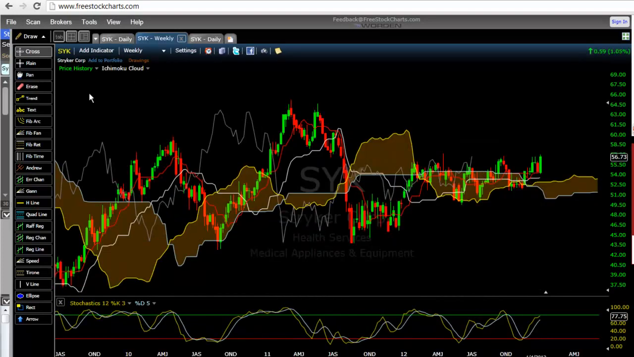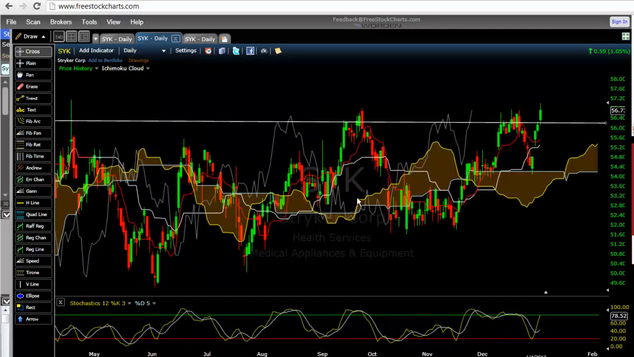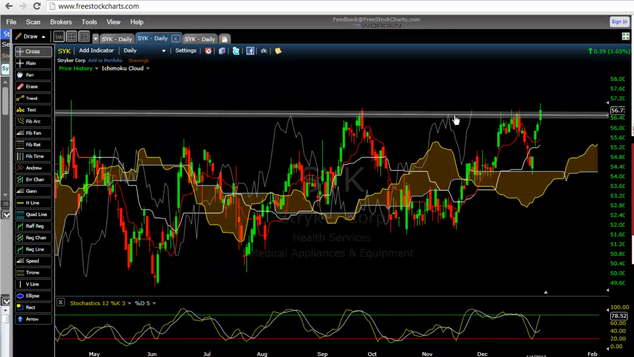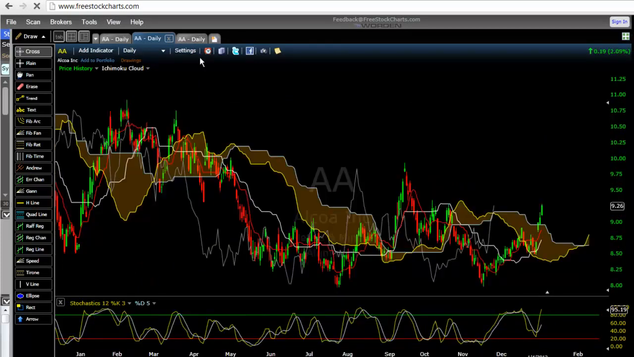Stryker Corp, which has been moving pretty much sideways for the entire year, looking like it wants to take out a level. But look at the daily. You can see this level here that we're starting to take out. Stochastics looks like it wants to move higher if you have patience.